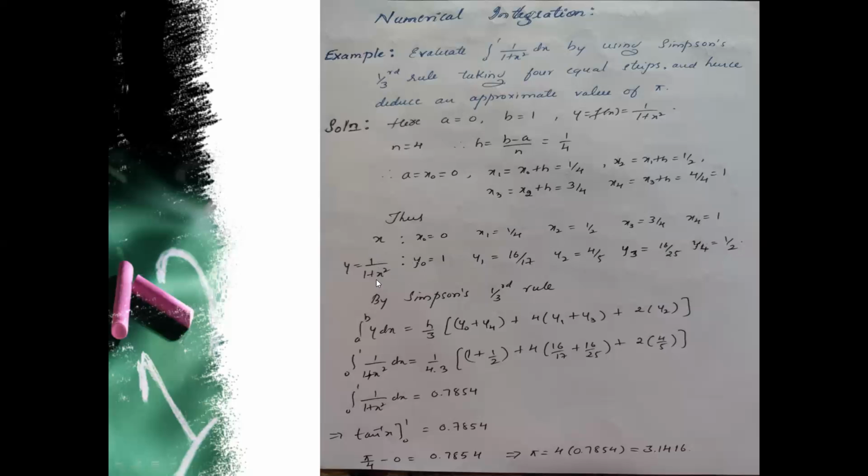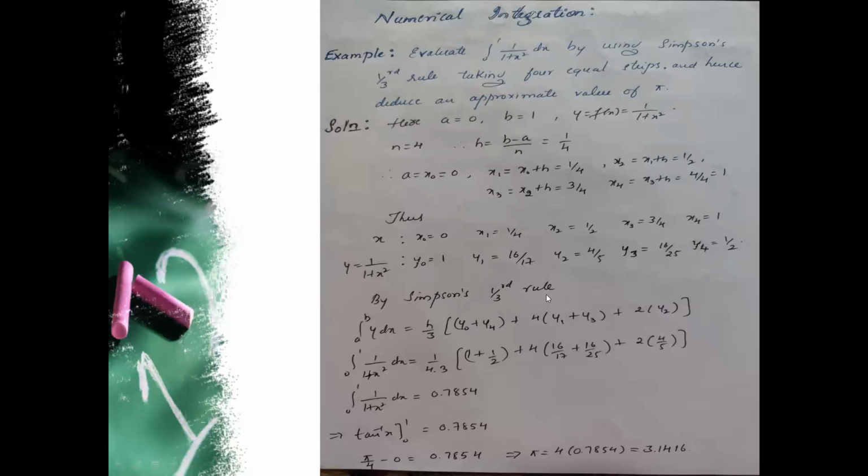1 plus 1 by 4 whole square. So simplification will give us 16 by 17. So thus substitute all the values of x and calculate y at these values of x now.